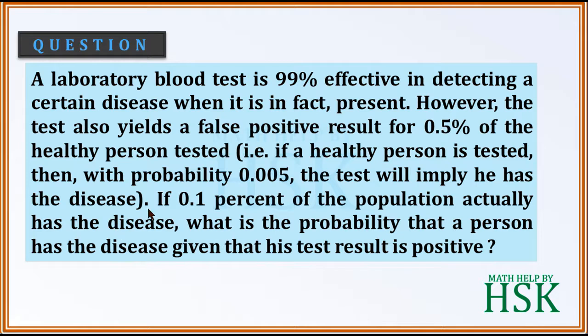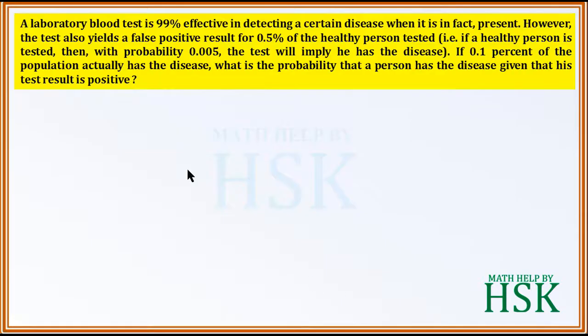Now further we have been given that 0.1% of the population actually has the disease. What is the probability that the person has the disease given that his test is positive? So in this case we have to find the conditional probability that the person actually has the disease given that the test result is positive. Let us see how we are going to solve this question.